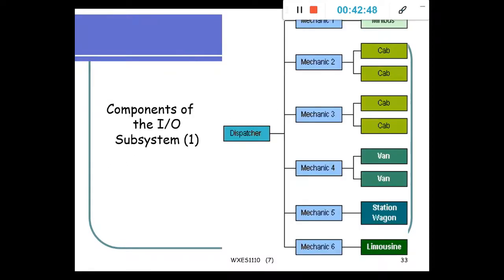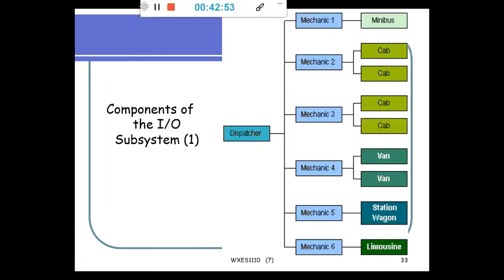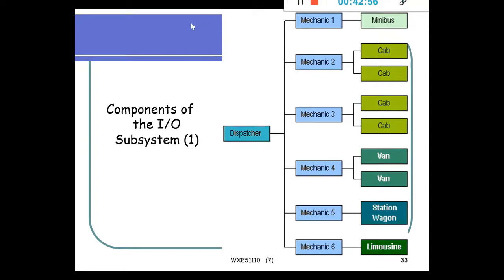So this is a component of the input-output system. You can see this dispatcher like a call center, responsible for handling incoming calls as quickly as possible and finding out who needs transportation, where they are, and where they're going and when. Each vehicle is assigned one mechanic. Some mechanics take more than one vehicle. So this is a specialized mechanic, a component of the input output system.